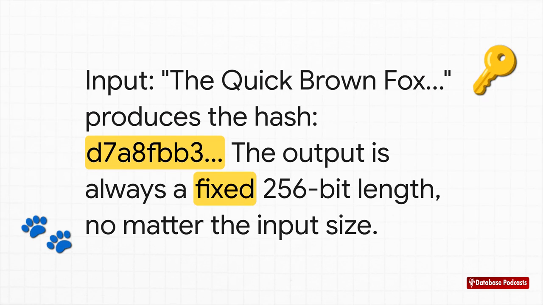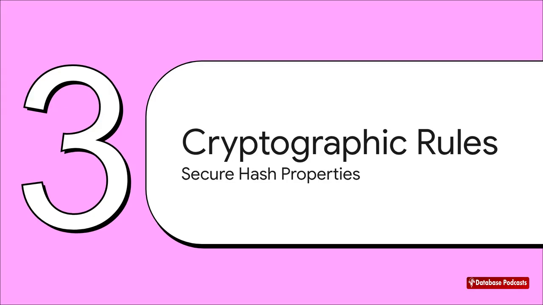Just take a look at this example here. We've got the simple sentence, "The quick brown fox jumps over the lazy dog." When you run that through SHA-256, it produces that long, complicated-looking string. That's its unique digital fingerprint. And remember, if that input was just one letter or 1,000 pages long, the output hash would still be that exact same length. So I can see the process. But what makes it so special? What makes it cryptographic? Where does the security come from?